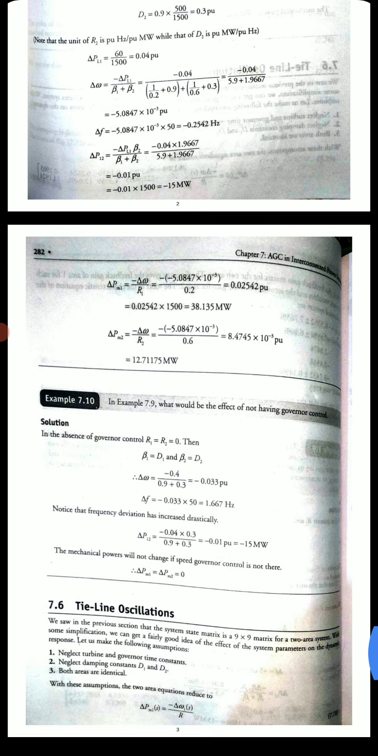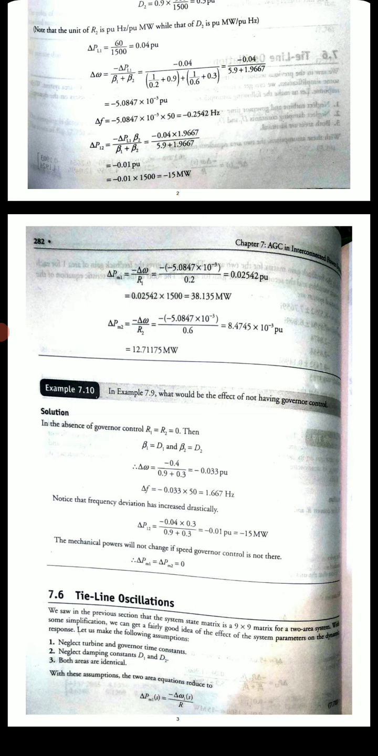In the same problem continuation, it is asked what happens if there is no governor control. No governor control means R1 and R2 values are 0. So obviously beta 1 is equal to D1, beta 2 is equal to D2. According to that, we will get the value of delta F equal to 1.667 hertz and delta P12 is minus 15 megawatt. The mechanical power will not change since there is no speed governor control. So that's why delta PM1 equals delta PM2 equals 0.